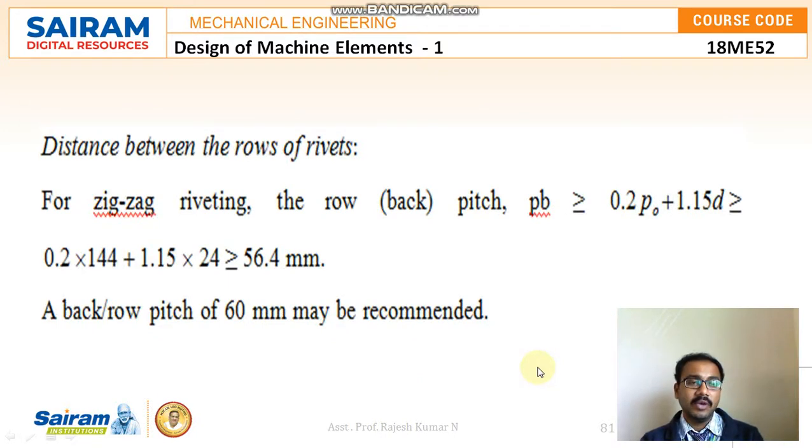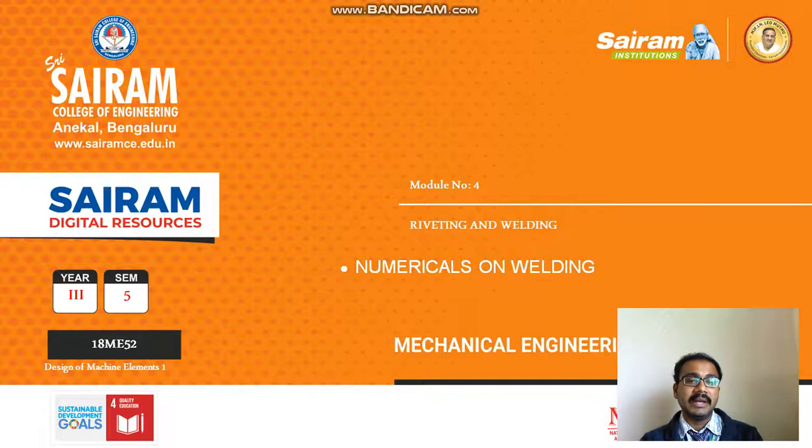Then the distance between rows of the rivets. For the zigzag riveting, the back pitch Pb is greater than or equal to 0.2 Po plus 1.5 d, that is 0.2 into 144 plus 1.15 into 24, which is greater than or equal to 56.4 mm. So a back row pitch of 60 mm may be recommended.